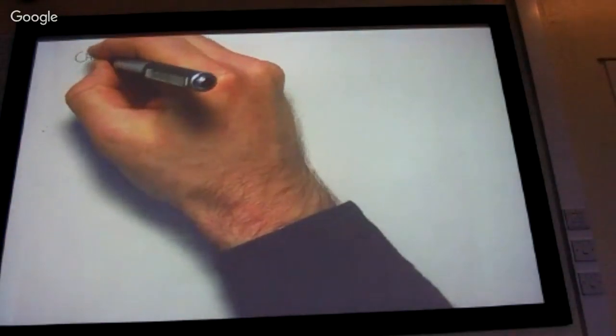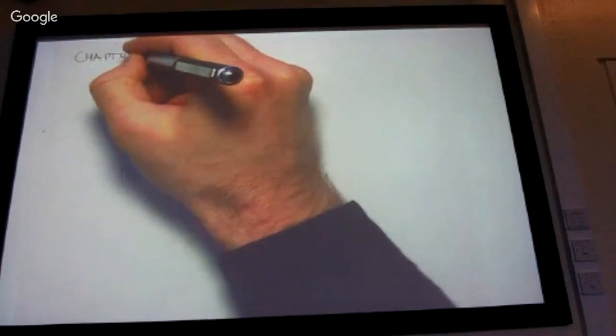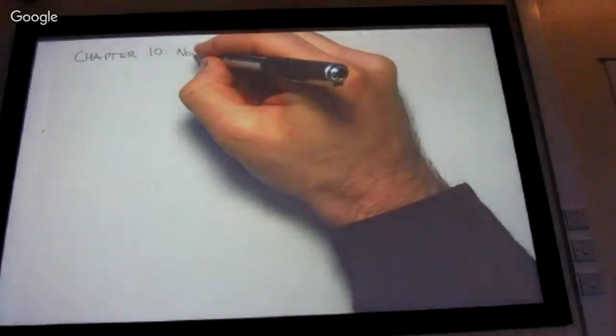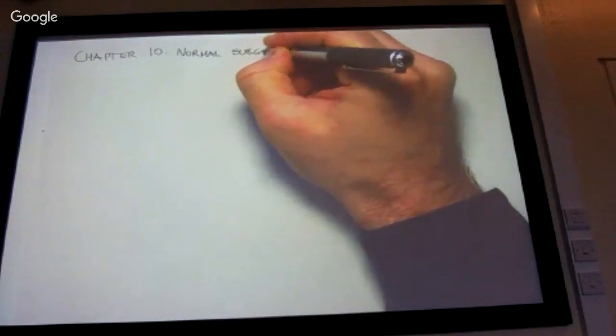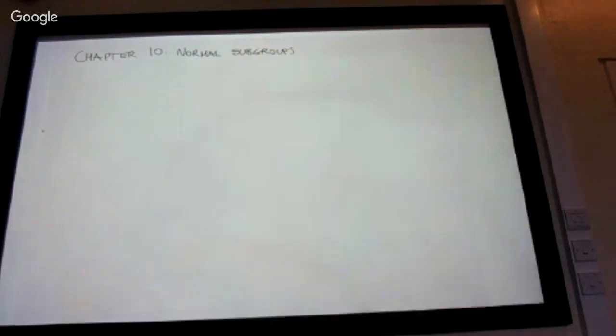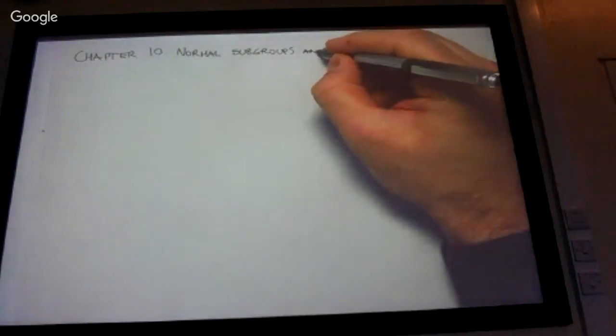Okay, chapter 10. That's very exciting. No, it's not. I think we have different things that are exciting. I am excited. It's called normal subgroups and factor groups.